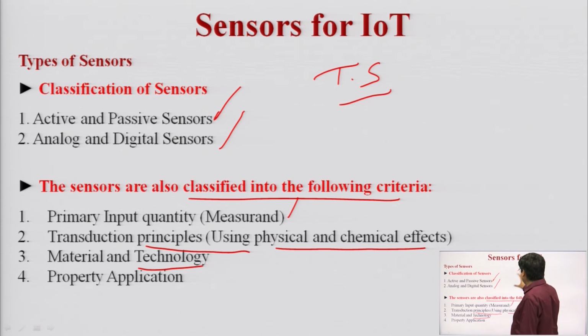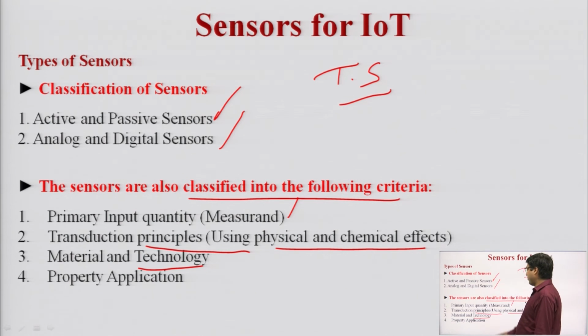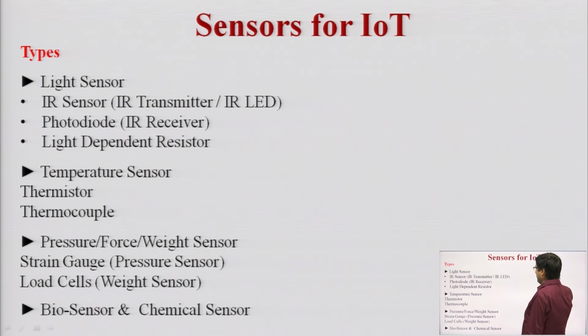Material and technology, what type of material and technology the sensor is made of, is also a classification. Then property application, to what particular application we are using the sensor, is also one of the criteria. So, we are taking some common types of sensors.